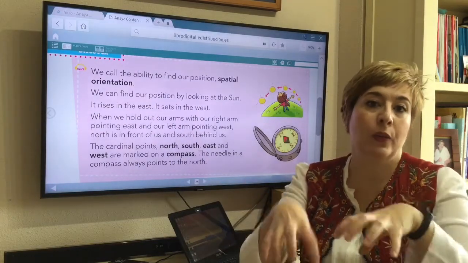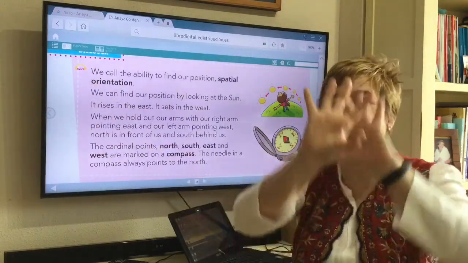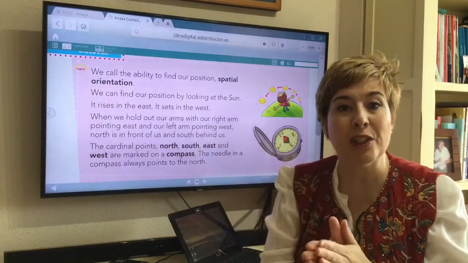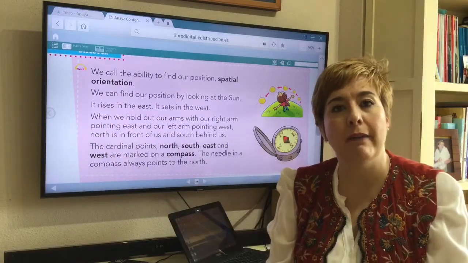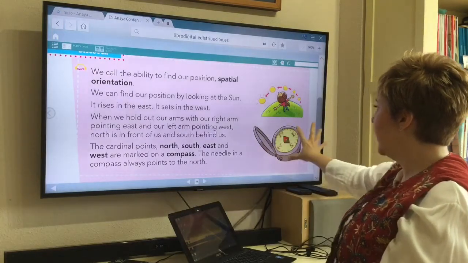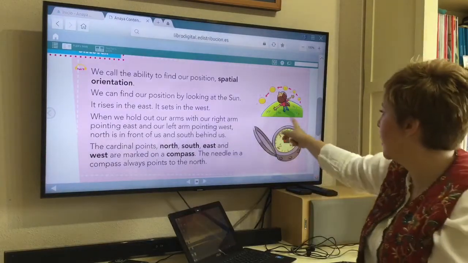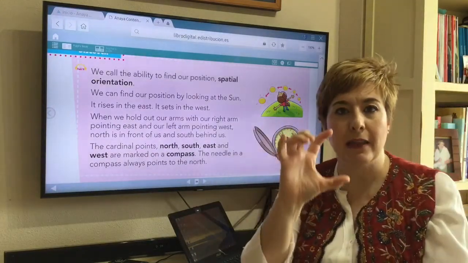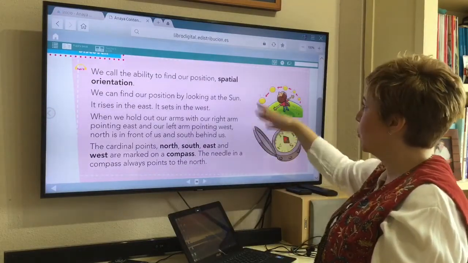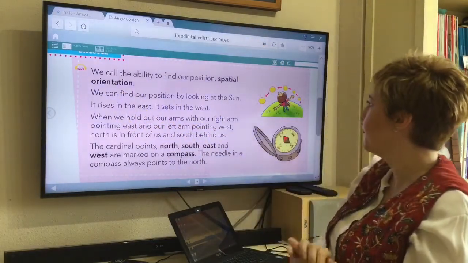Well, if you are here and you need to go to your school, how do you orientate yourself to go from here to the school? Which direction do you have to follow? The first thing that we learned is that there is an instrument which is called a compass. A compass is a device that shows you the direction: north, south, east, and west. Remember, this is the north, the south, the east, and the west, okay?